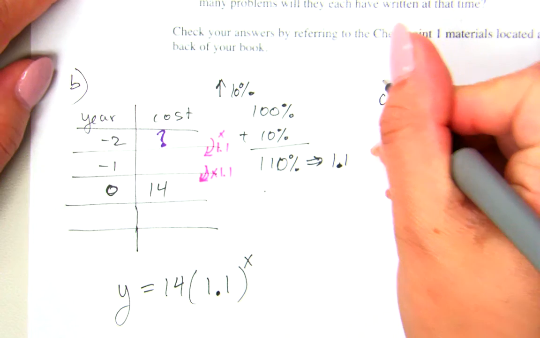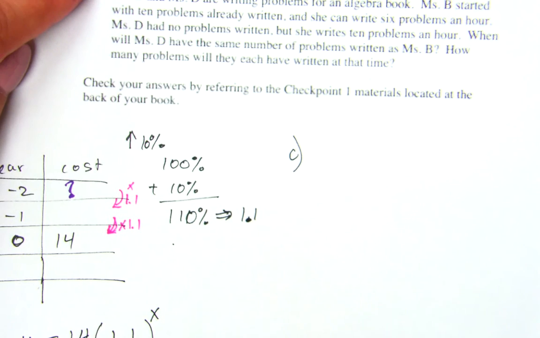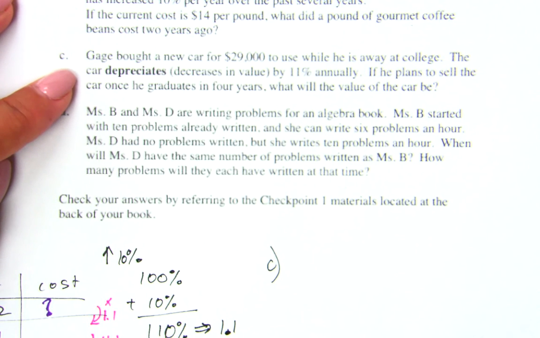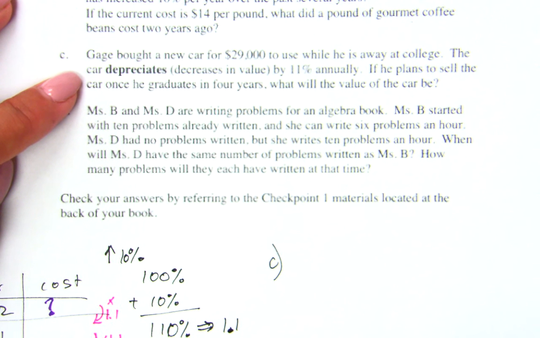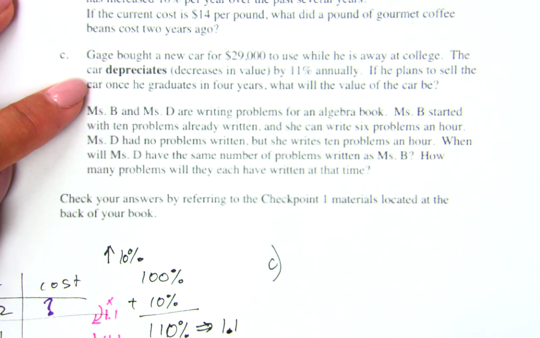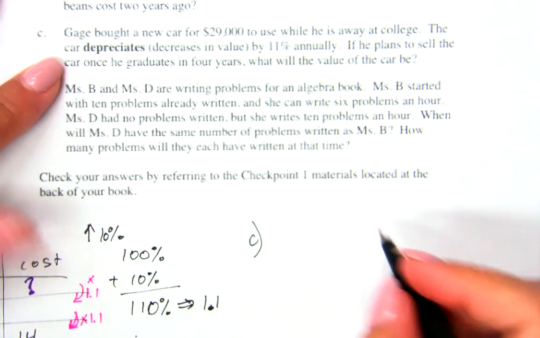Okay, and then part C is a new car. You bought it for $29,000. It says to use while he was away in college, the car depreciates, so decreases in value by 11% annually. If he wants to sell when he graduates in 4 years, what will the value of the car be? Oh, okay. All right, cool.